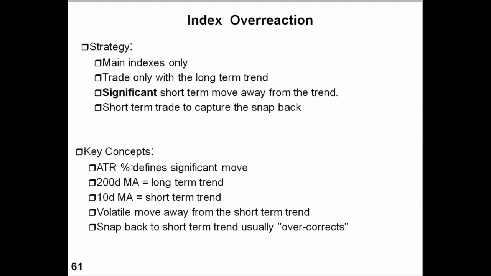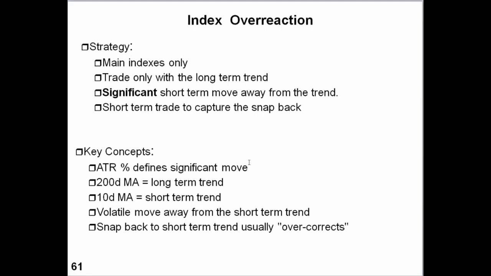We're going to use average true range percentage in order to define a significant move. We're going to call the 200-day moving average, and price with respect to it, the long-term trend. So if price is above the 200, the long-term trend is bullish. If it's below the 200-day moving average, we're going to call that bearish. And then we'll use the 10-day moving average as the short-term trend.